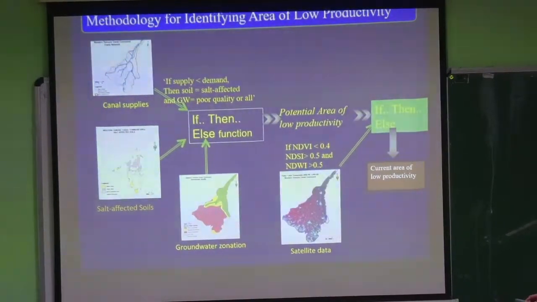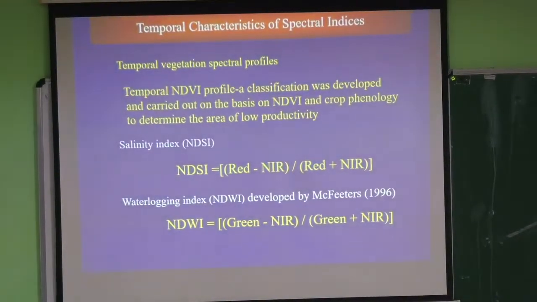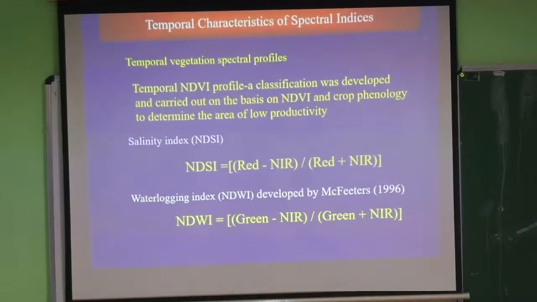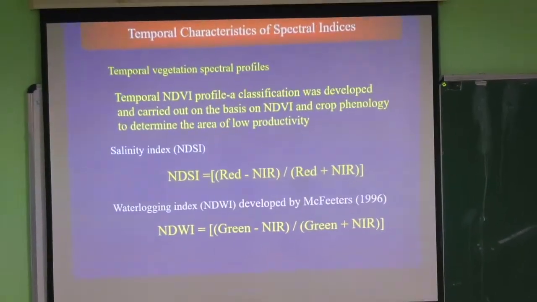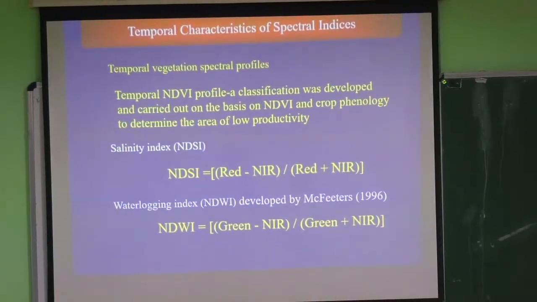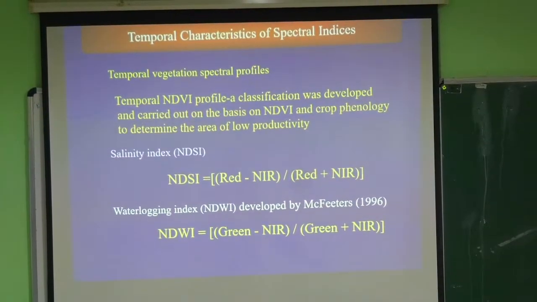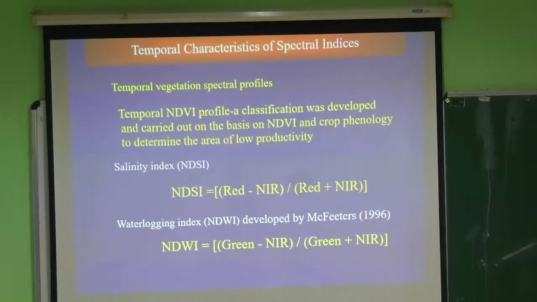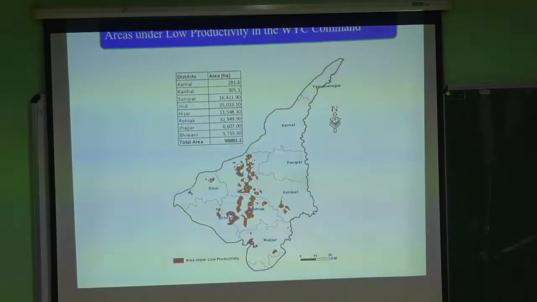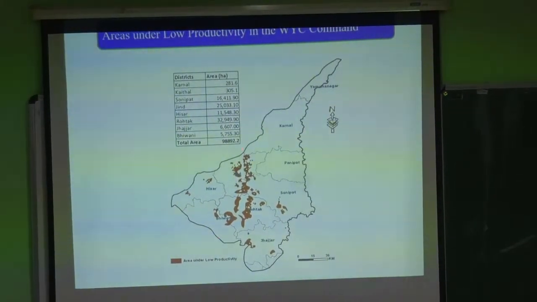And then we use some of the indices like normalized difference vegetation index, normalized difference water stress index, normalized difference salinity index. Then using these indices, we were able to delineate that area. Yes, that is the area. These are the areas we could get. These are the areas of low productivity.